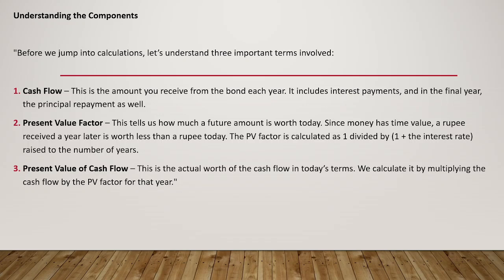Three. Present value of cash flow. This is the actual worth of the cash flow in today's terms. We calculate it by multiplying the cash flow by the PV factor for that year.